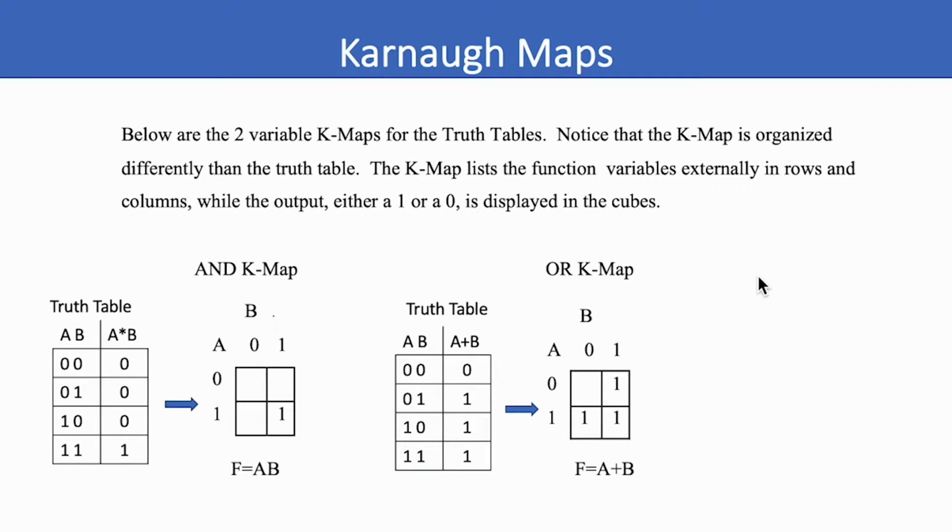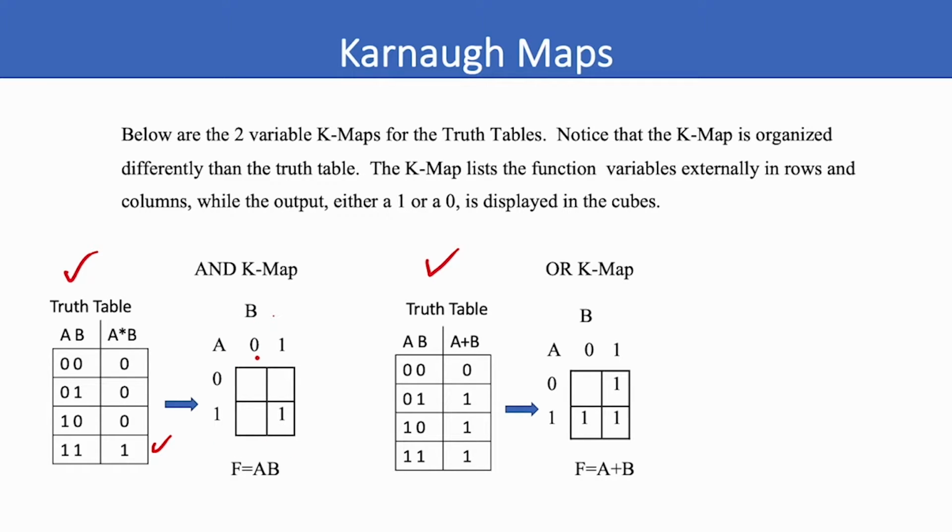Okay, let's look at the Karnaugh maps, or K-maps, associated with the AND gate here and with the OR gate. You can see that the truth table again shows that when A times B is equal to 0,0, 0,1 or 1,0, the output is equal to a 0. The only time the output is a 1 is when both A and B are a 1, as shown. The Karnaugh map lists the inputs on the outside, A and B, and the outputs are inside the cubes. These are called cubes inside the Karnaugh map.